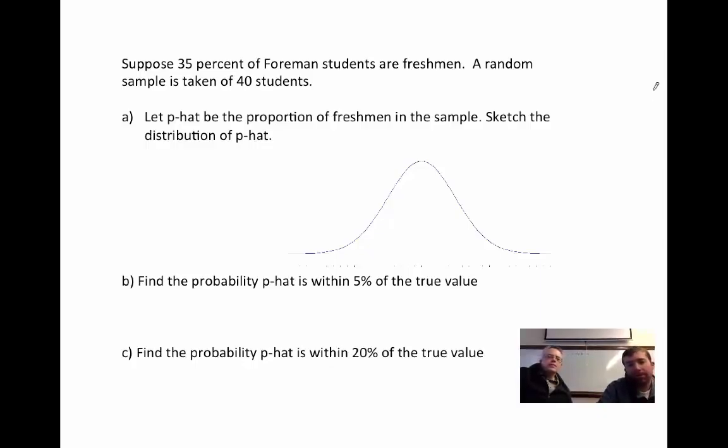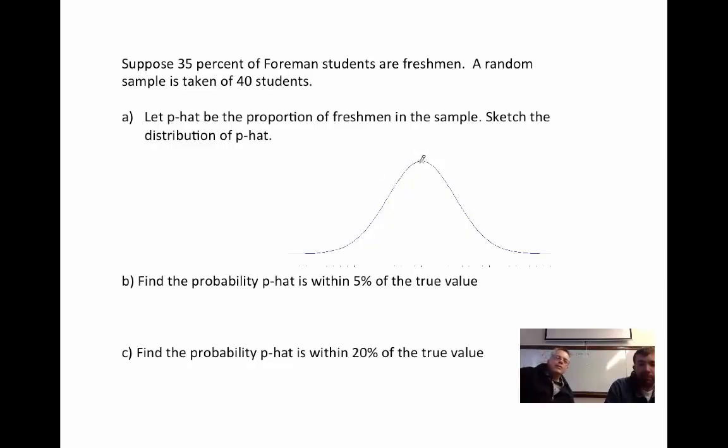Suppose that 35% of Foreman students are freshmen. If we take a random sample of 40 students, what fraction would we expect to get that are freshmen? What would we expect to happen when we do this? Well, we'd probably expect that out of that 40 students, 35% of them would be freshmen. True. It turns out that if you do this, the proportion you get is going to be centered around 0.35. So could you mark in the mean?